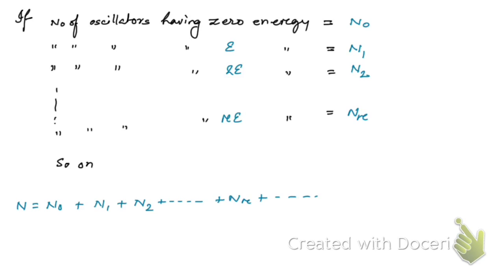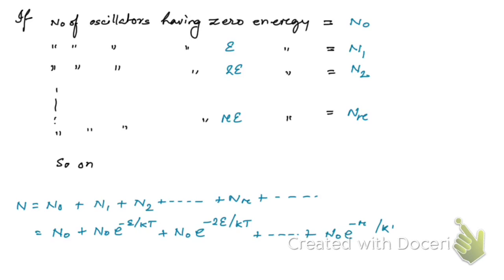Now here N1 can be written as N0 times e to the power minus epsilon by kT. Similarly N2 can be written as N0 times e to the power minus 2 epsilon by kT. I will explain why, and so on. We can write it this way. And let me take N0 common, then we get this series.